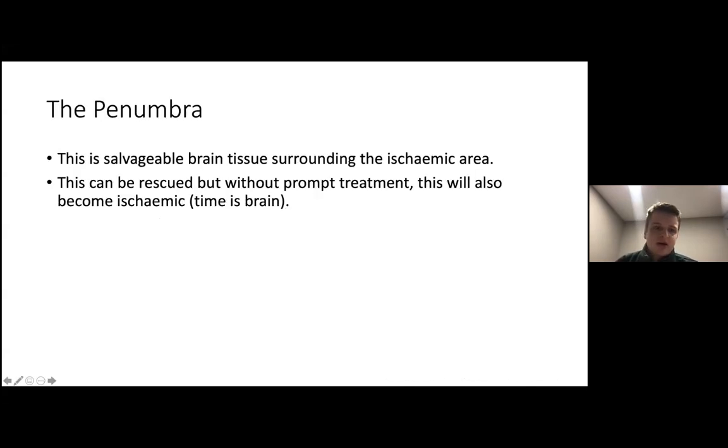So I just want to make a small point about something called the penumbra. This is an area of salvageable brain tissue. When you have an ischemic stroke, you have something called the ischemic core. This is the area of brain which is directly affected by the loss of blood supply. However, surrounding this, you have the penumbra, which is salvageable, as I said.